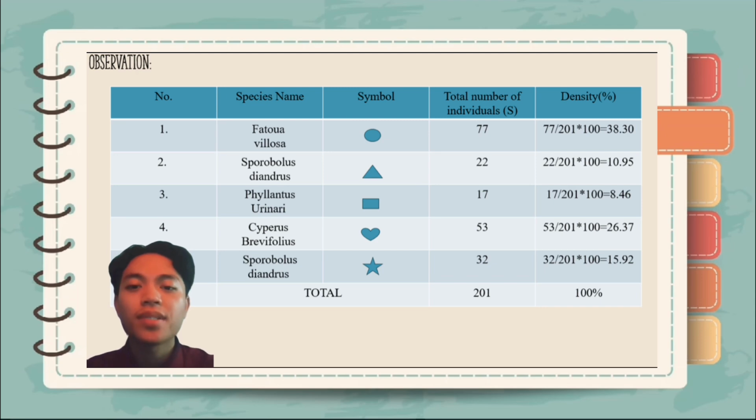The second species is Sporobolus diandrus, which has a total number of individuals 22. The first count of Sporobolus diandrus reveals a density of 10.95%. This species' presence suggests adaptation to specific microhabitats or disturbance regimes, demonstrating its ability to occupy niches influenced by factors such as soil composition or periodic disturbance.